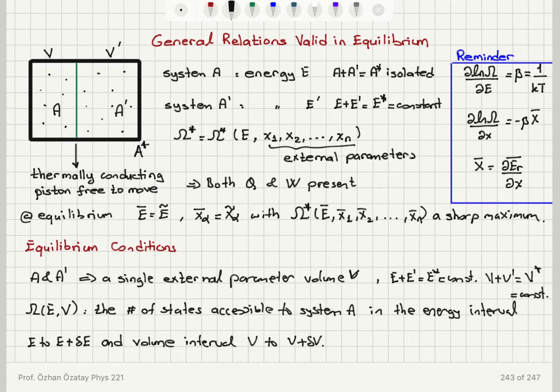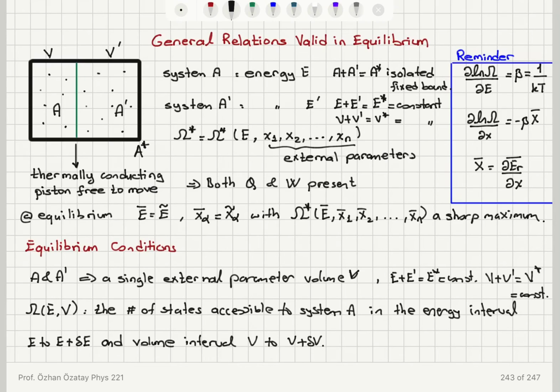So let me summarize what we said. We had a system A and a system A prime. A has energy E, volume V. A prime has energy E prime, volume V prime. The total system is isolated and has fixed boundaries, and therefore the total volume is a constant and the total energy is a constant. And I call the total number of accessible states omega star.